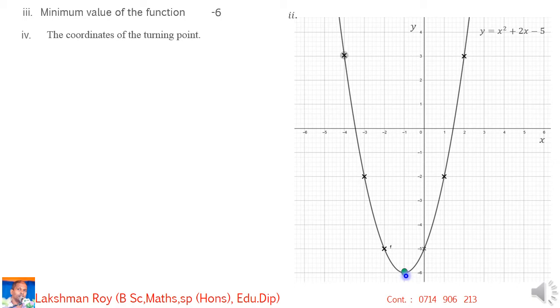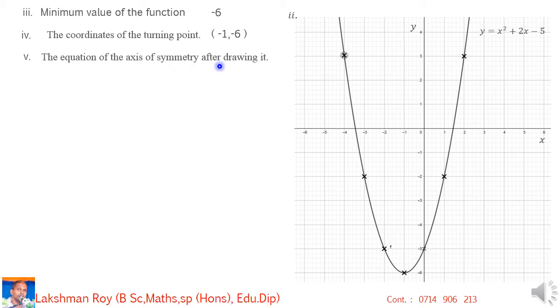How to take the x coordinate? Go along the x-axis, right? So this is the x coordinate. What is the x coordinate? -1, right? See here. Then how to take the y coordinate? Go horizontally along to the y-axis, and you meet -6. So that is the coordinate of the turning point, right? -1 comma -6. Then move to Roman number 5, students. Roman number 5 says, see the equation of the axis of symmetry.